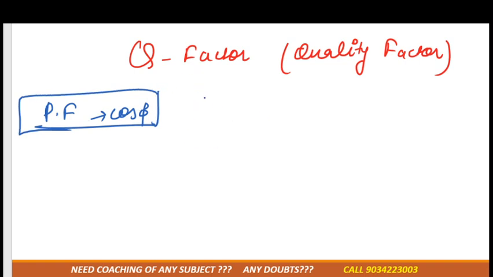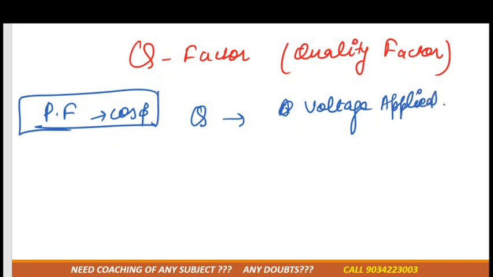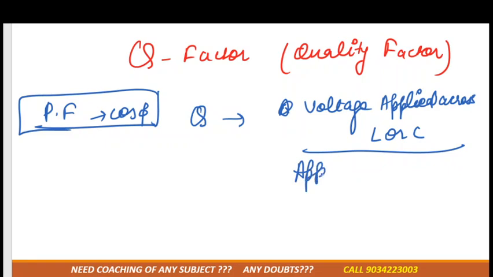So what is quality factor? Quality factor is denoted by Q, and we have a particular formula for it. That is the voltage applied across L or C, meaning the voltage applied across the inductor, or if a capacitor is given then we'll take the capacitor, divided by the applied voltage. So voltage applied across the inductor would be I into XL, right?